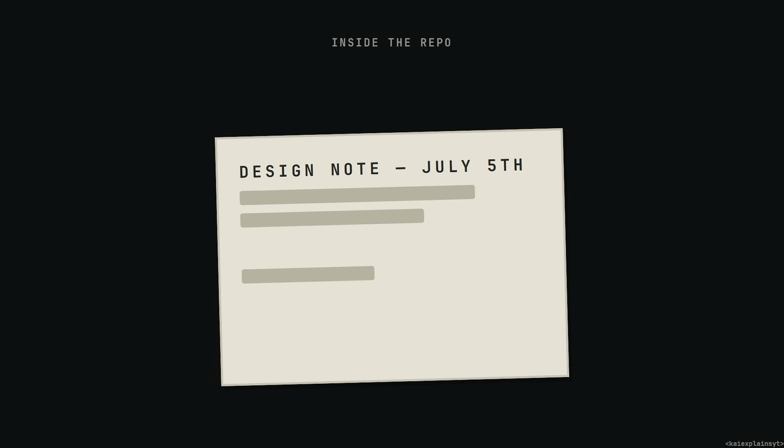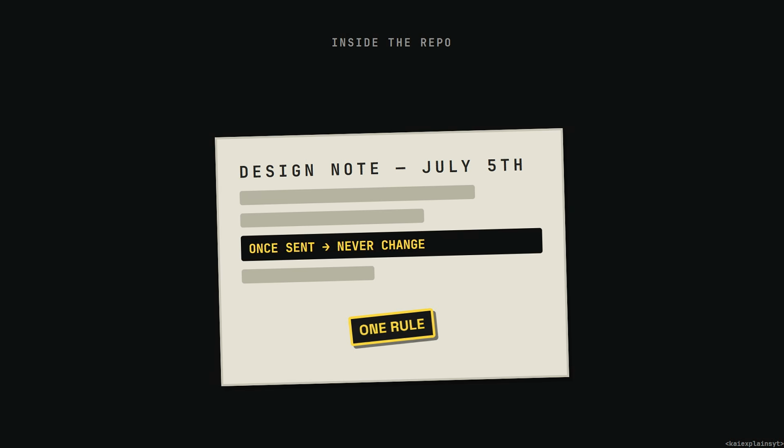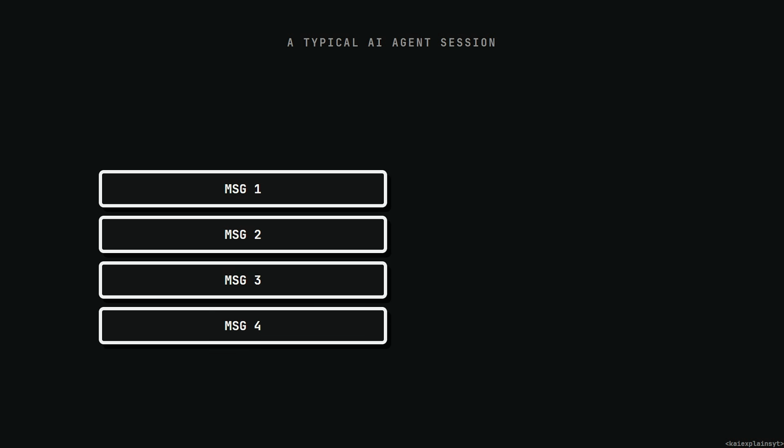Inside the repo, there's a design note dated the 5th of July, and it has one rule. Once something has been sent to the model, you never go back and change it. That sounds simple. It is not simple to actually build. A typical AI agent session is basically a list of messages that can get shuffled, edited, summarized, and those edits can silently corrupt the context the model is working with.